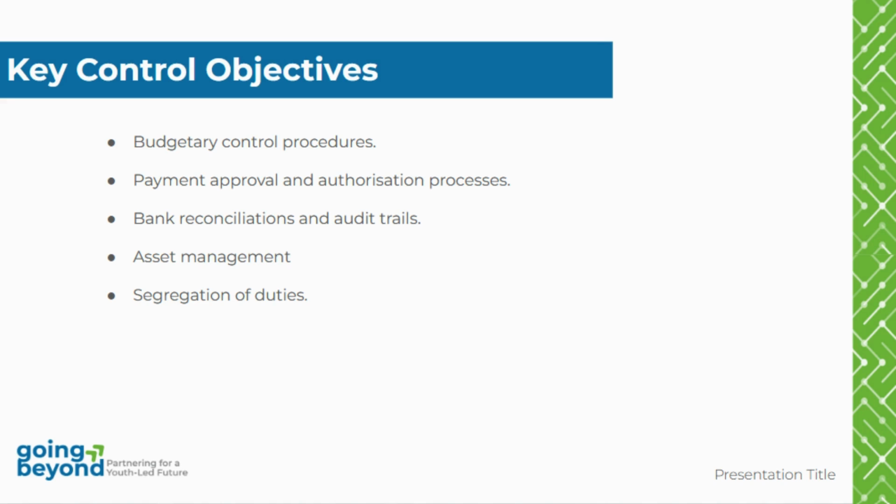Asset management. Proper recording and monitoring of assets protect against loss or theft. An asset register ensures full control over office equipment, furniture, and other resources. Segregation of duties. This is crucial to prevent errors or fraud. By assigning different individuals to tasks such as approving payments, handling cash, and reconciling accounts, we create a system of checks and balances that enhances financial security.